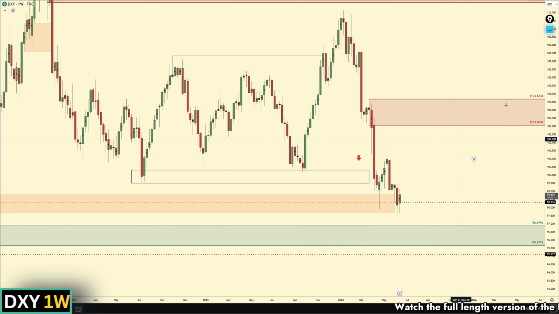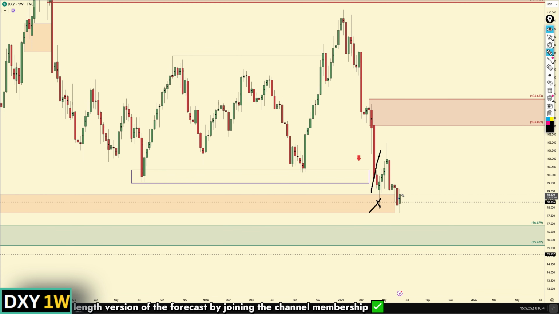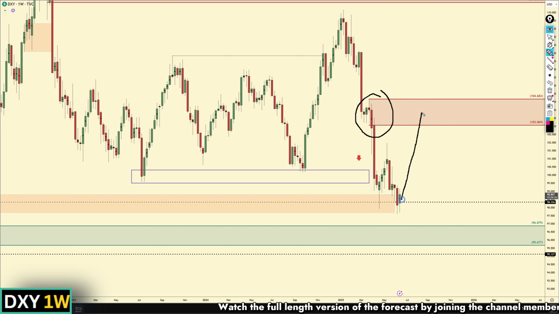I've been saying I think it's possible, since we broke this one, after already getting a nice reaction off it, I think it's possible we do see dollar weakness to retrace down to that weekly demand before rallying up. So I am expecting to see some dollar strength here, but I definitely think we will be hesitating around the supply, and I'm kind of questioning if we can even get above it or not.